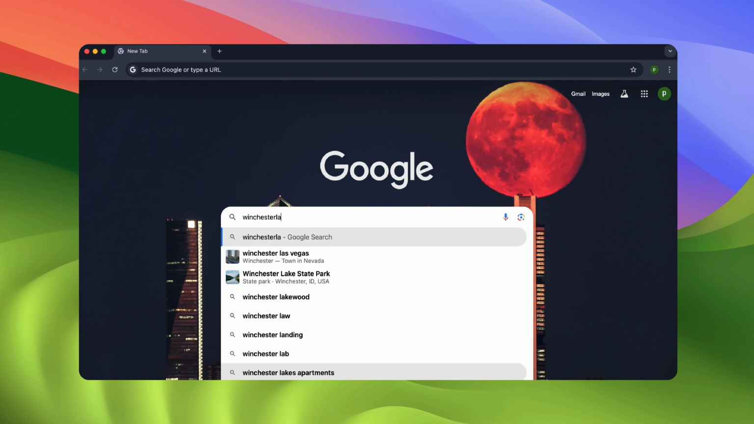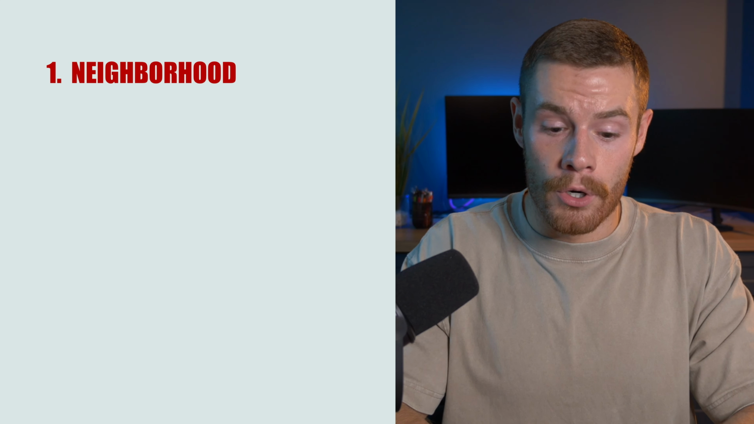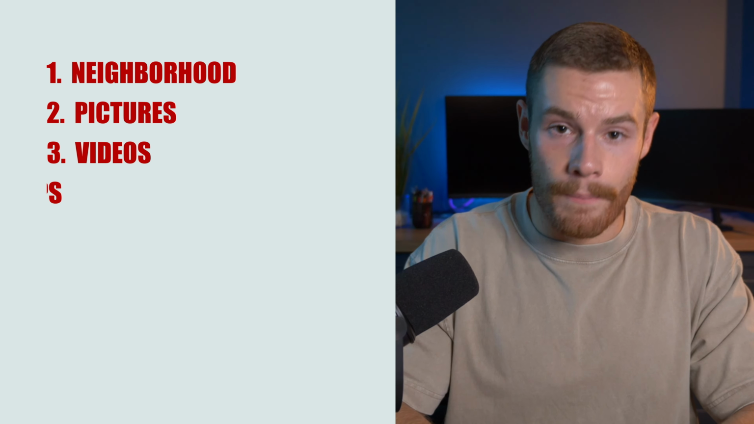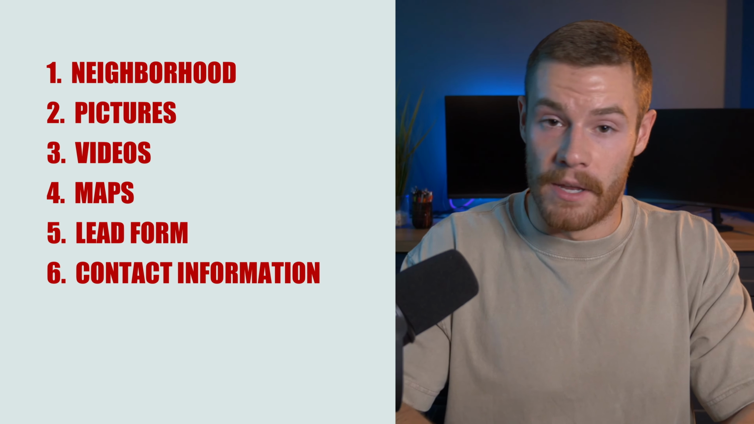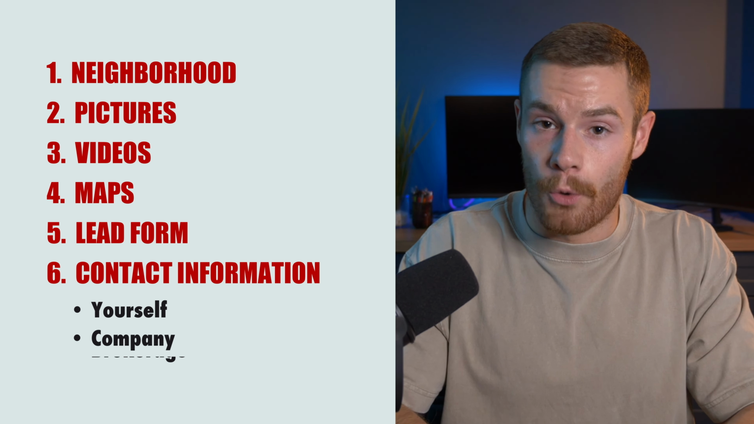So winchesterlakeshomes.com. Again, you might need to get a little bit creative, but just try to find a domain that somehow contains the name of this development. You want to build out a small website. You can just make it one page. One page, think of this like a fancy landing page where all of the information about this development is on the home page. Information about the neighborhood, the pictures, the videos, the maps, the lead form, of course, your contact information, maybe some information about yourself, your company, your brokerage.